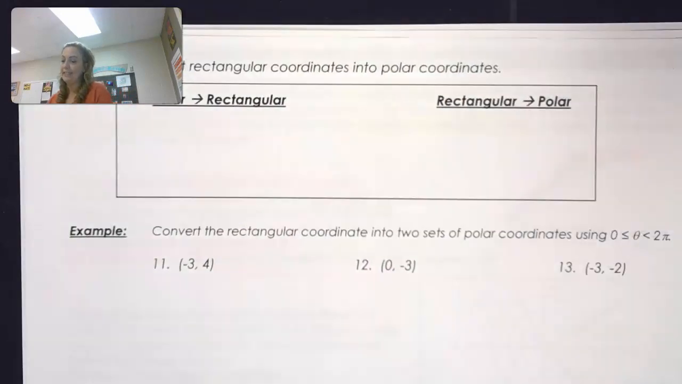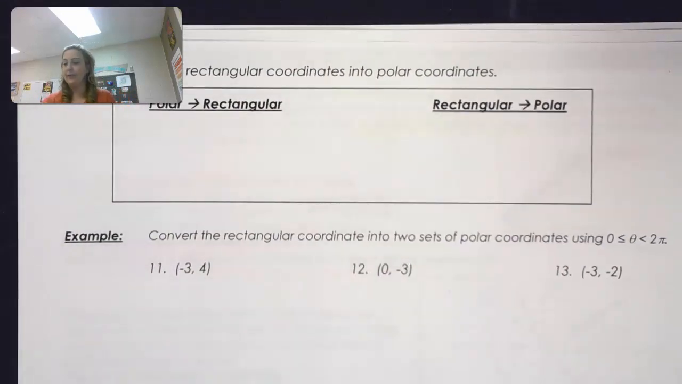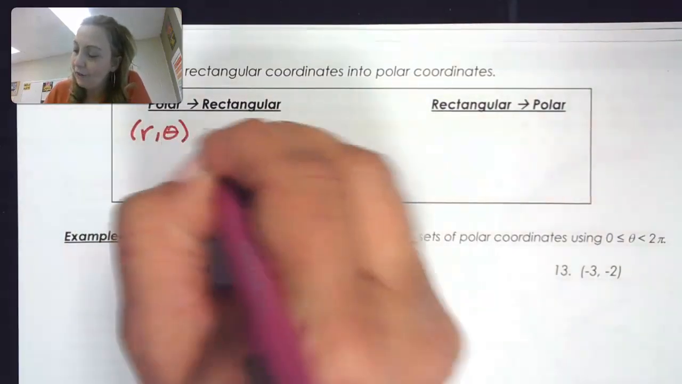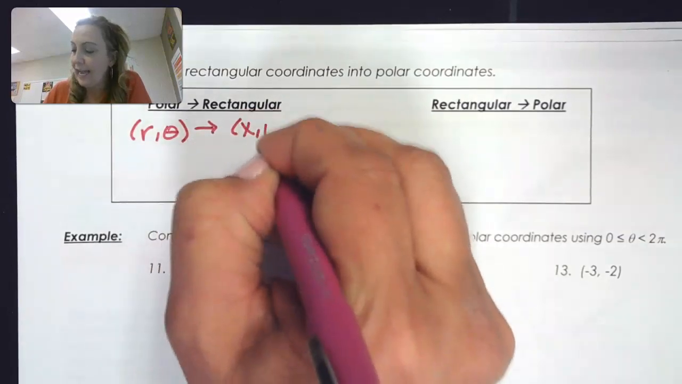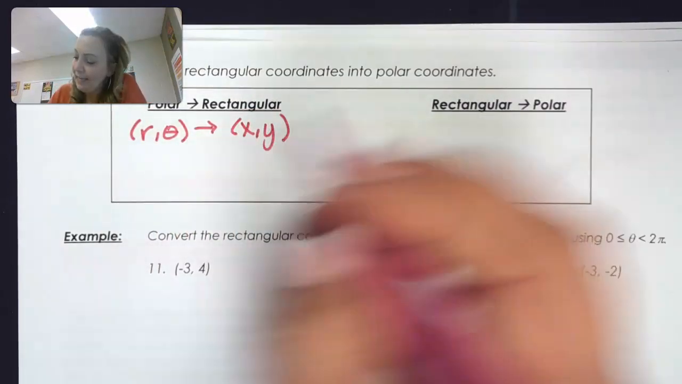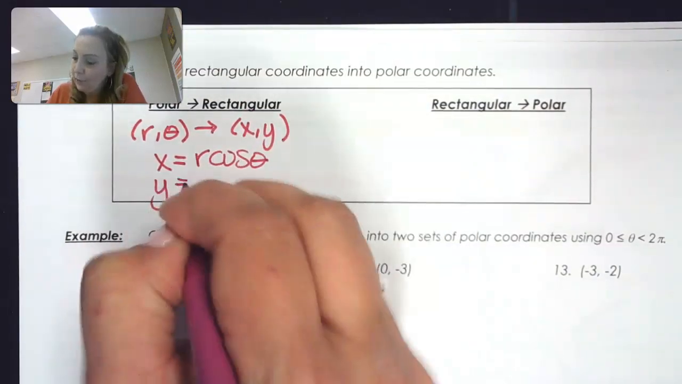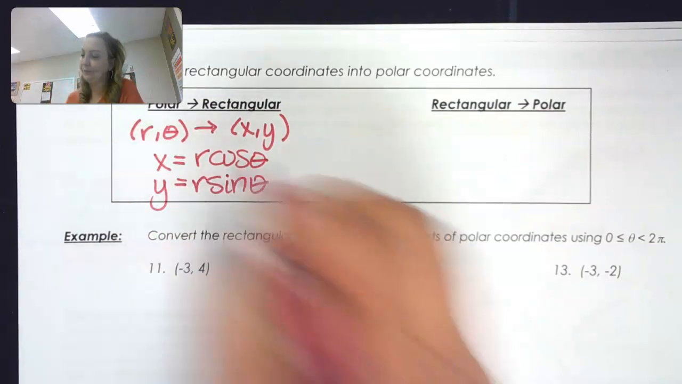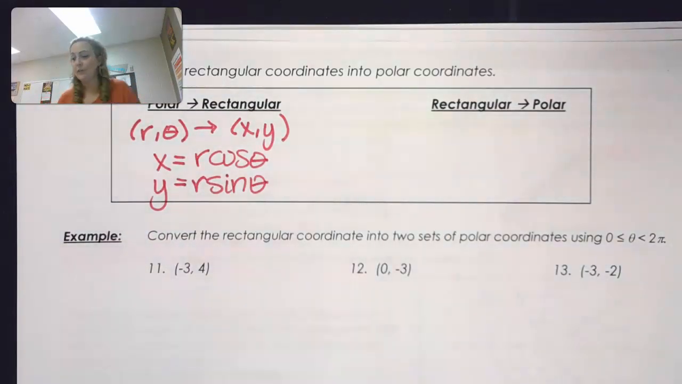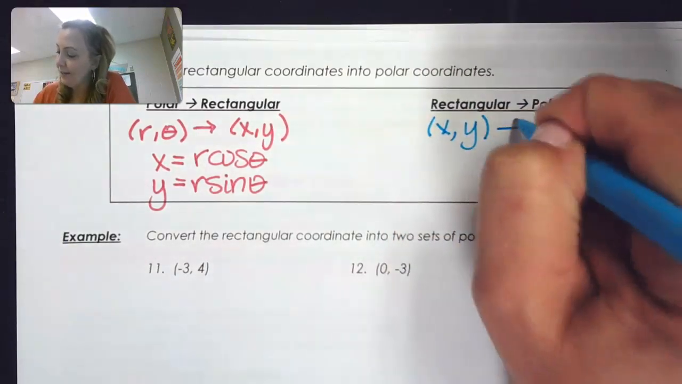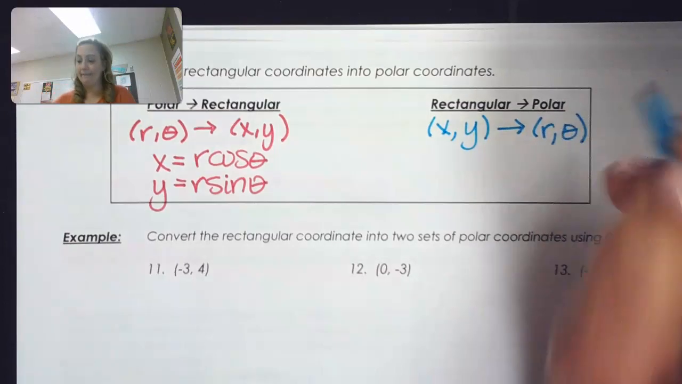So now what we're going to do is convert rectangular coordinates into polar coordinates, all right? So let's first review what we did going from polar to rectangular. Polar to rectangular is when we had our r and theta, and we changed it to x, y. What we said we would do in that case is for x, we would take r cosine theta, and for y, we would take r sine theta, okay? But now we want to go from rectangular coordinates to polar coordinates. That means that we need to go from x, y to r, theta.